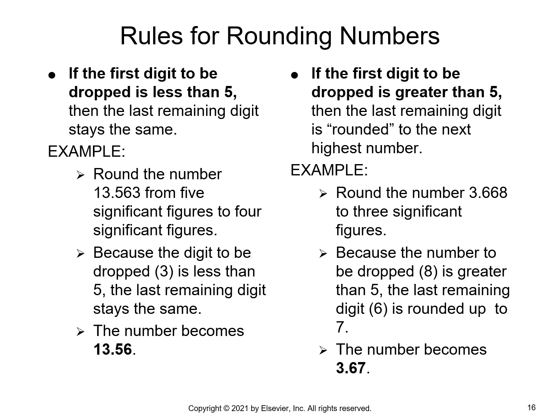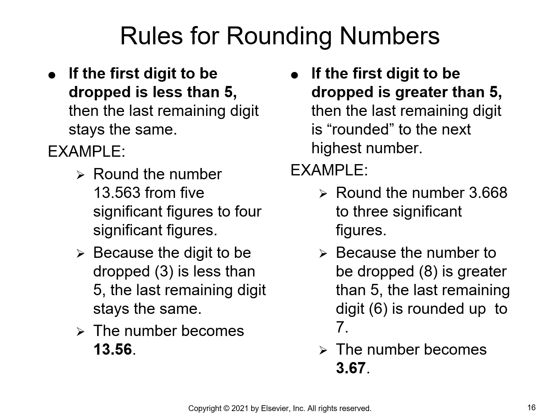So now let's talk about some of the rules for rounding numbers. If the first digit to be dropped is less than 5, then the last remaining digit stays the same. So in our example here, you should round the number 13.563 from 5 significant figures to 4 significant figures. We need to drop off that last digit, which is the 3. Because the digit to be dropped, which is 3, is less than 5, the remaining digits stay the same. So 3 is less than 5, we drop it, and everything else stays the same.